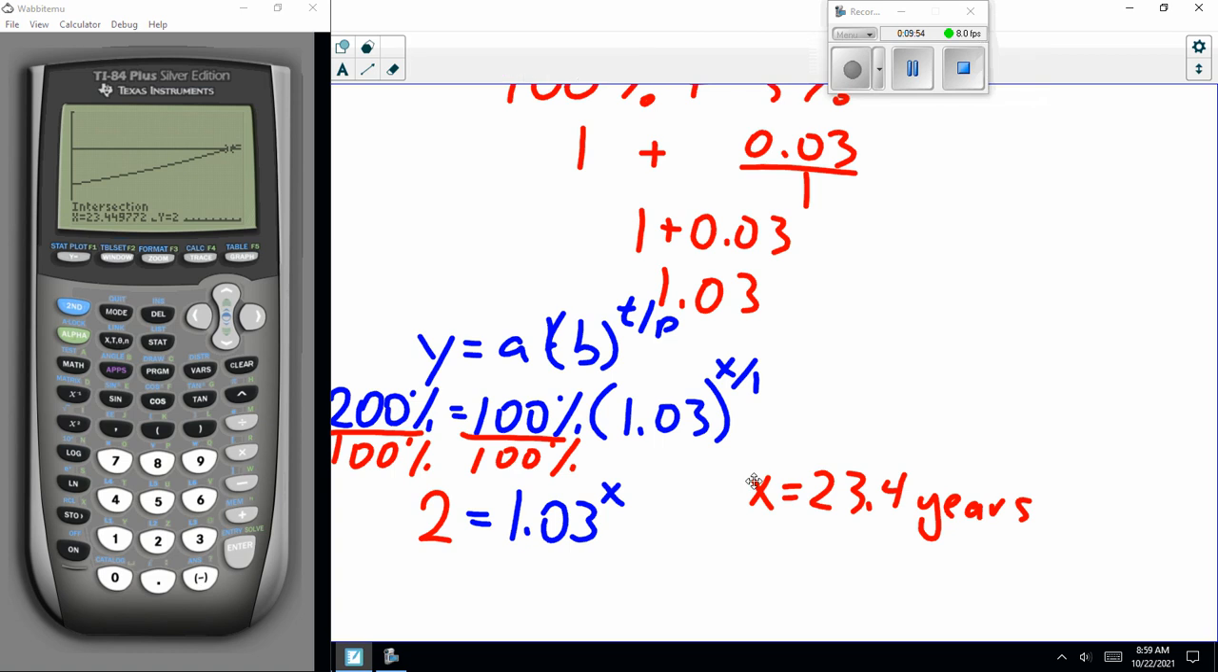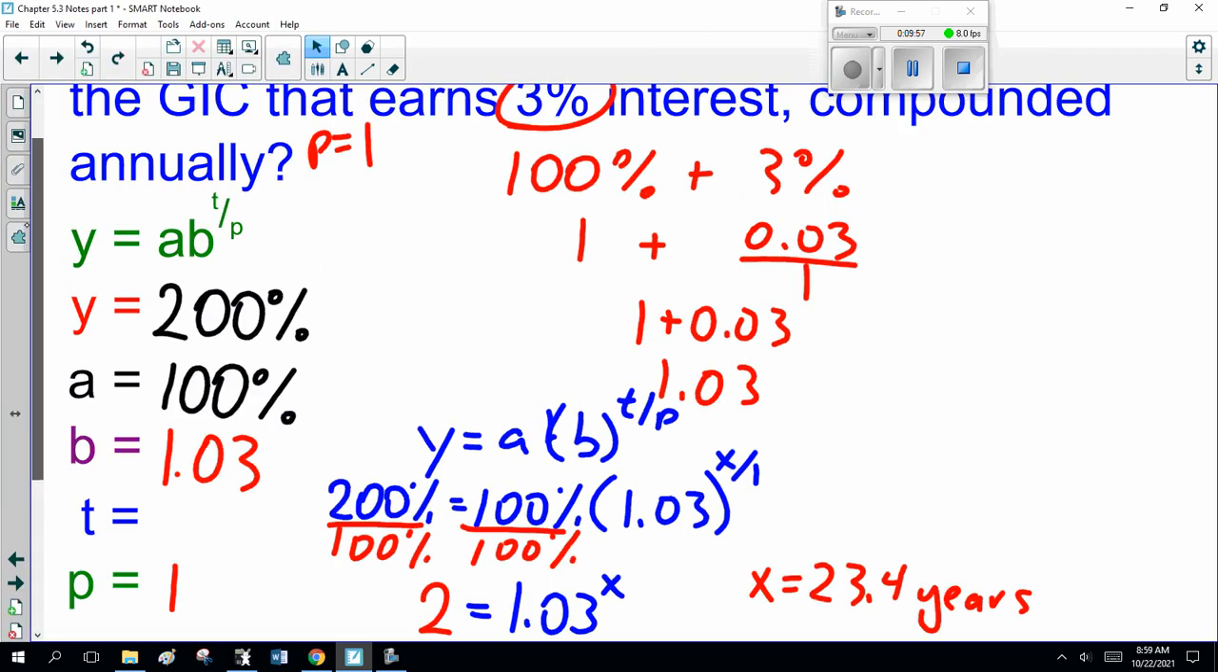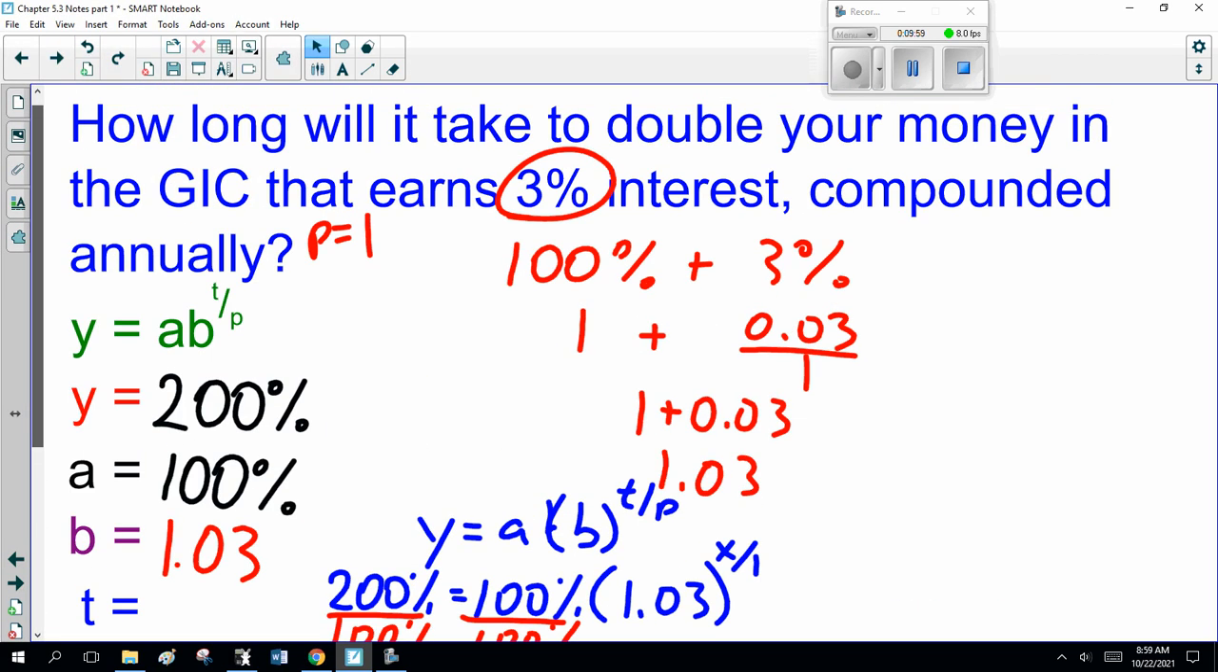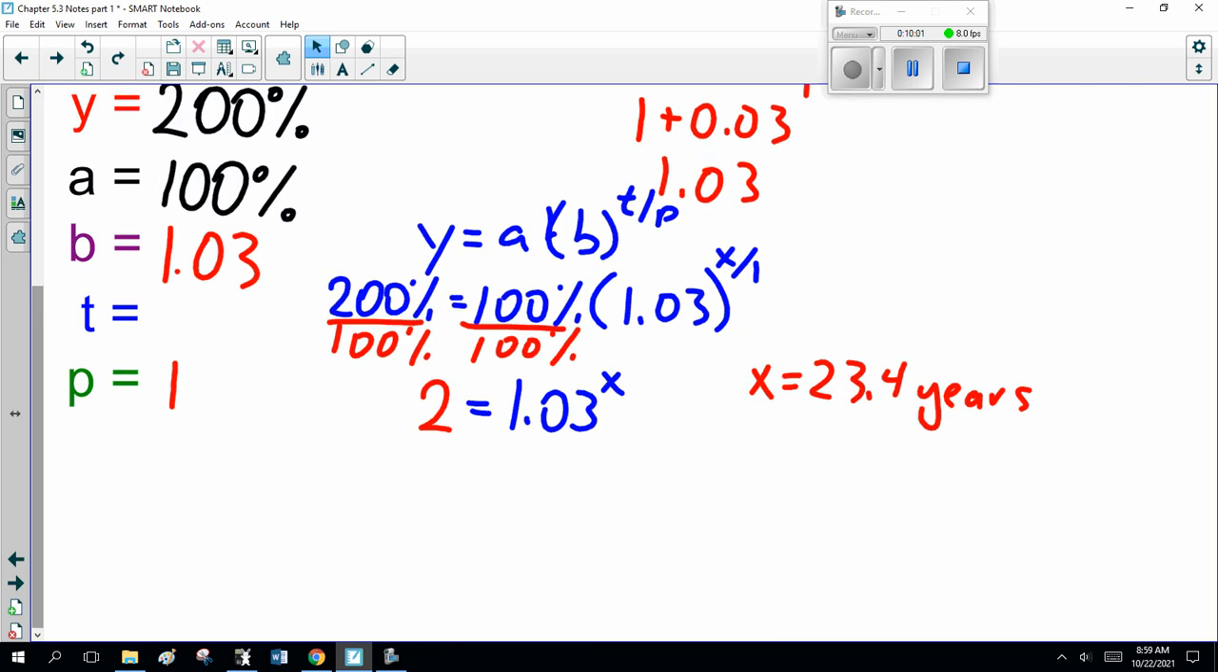All right. Now, how long will it take to double your money? 23.4 years, which sucks.